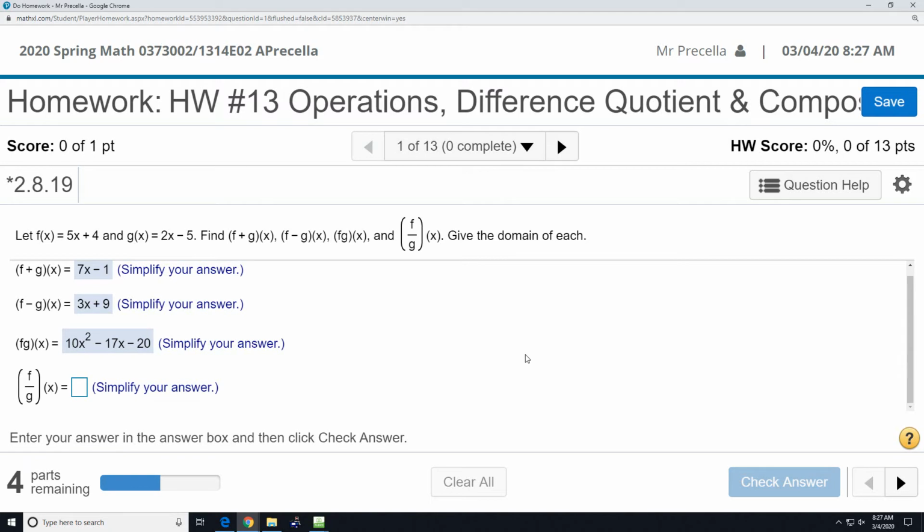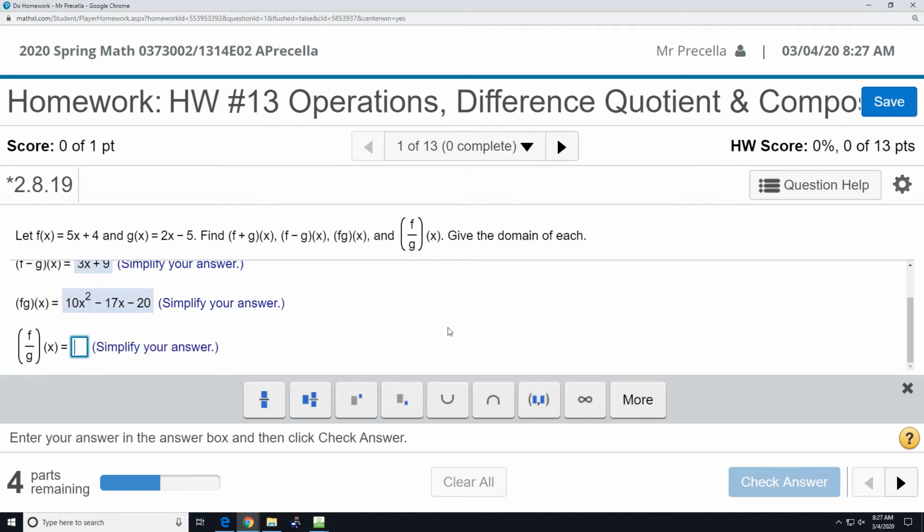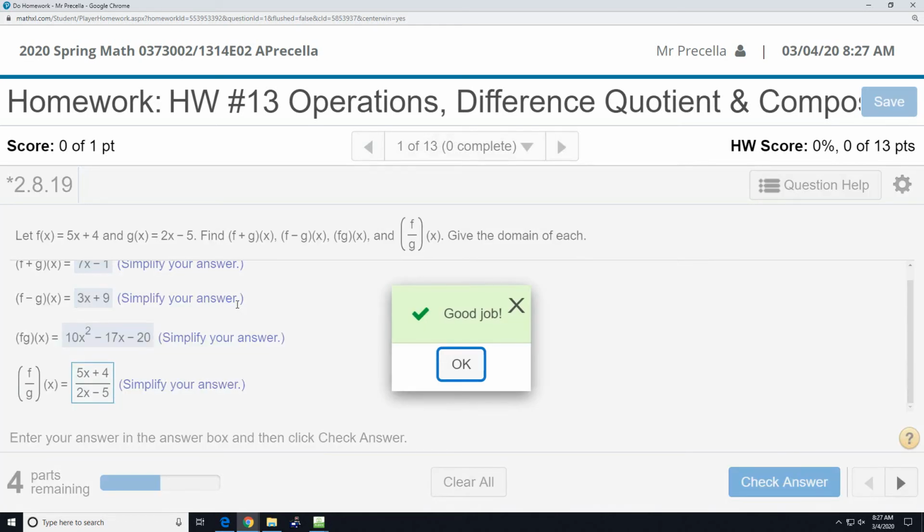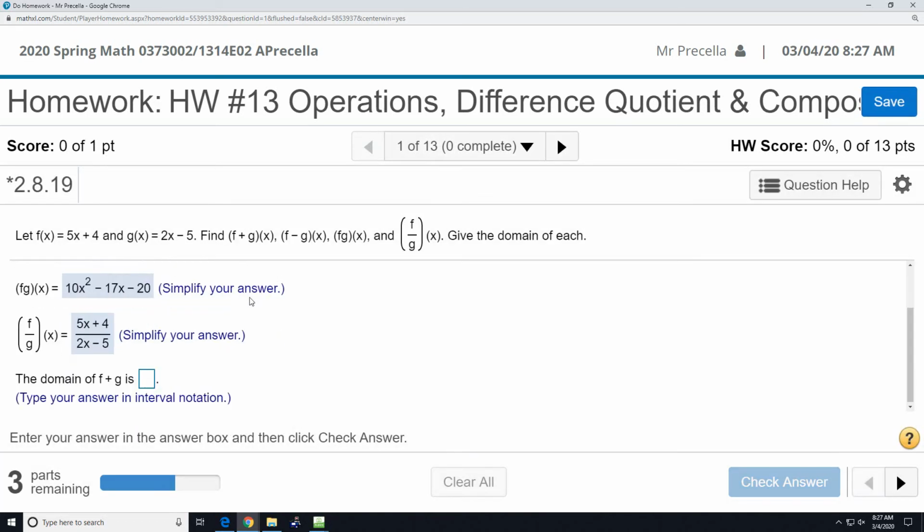What do you think you're going to type first to enter in the F divided by G? The fraction bar, yes. It's easiest to do this first. Hit that, and then 5x plus 4, go down to the bottom, 2x minus 5. 20 short years, we'll be finished. Now we need to discuss the domain.